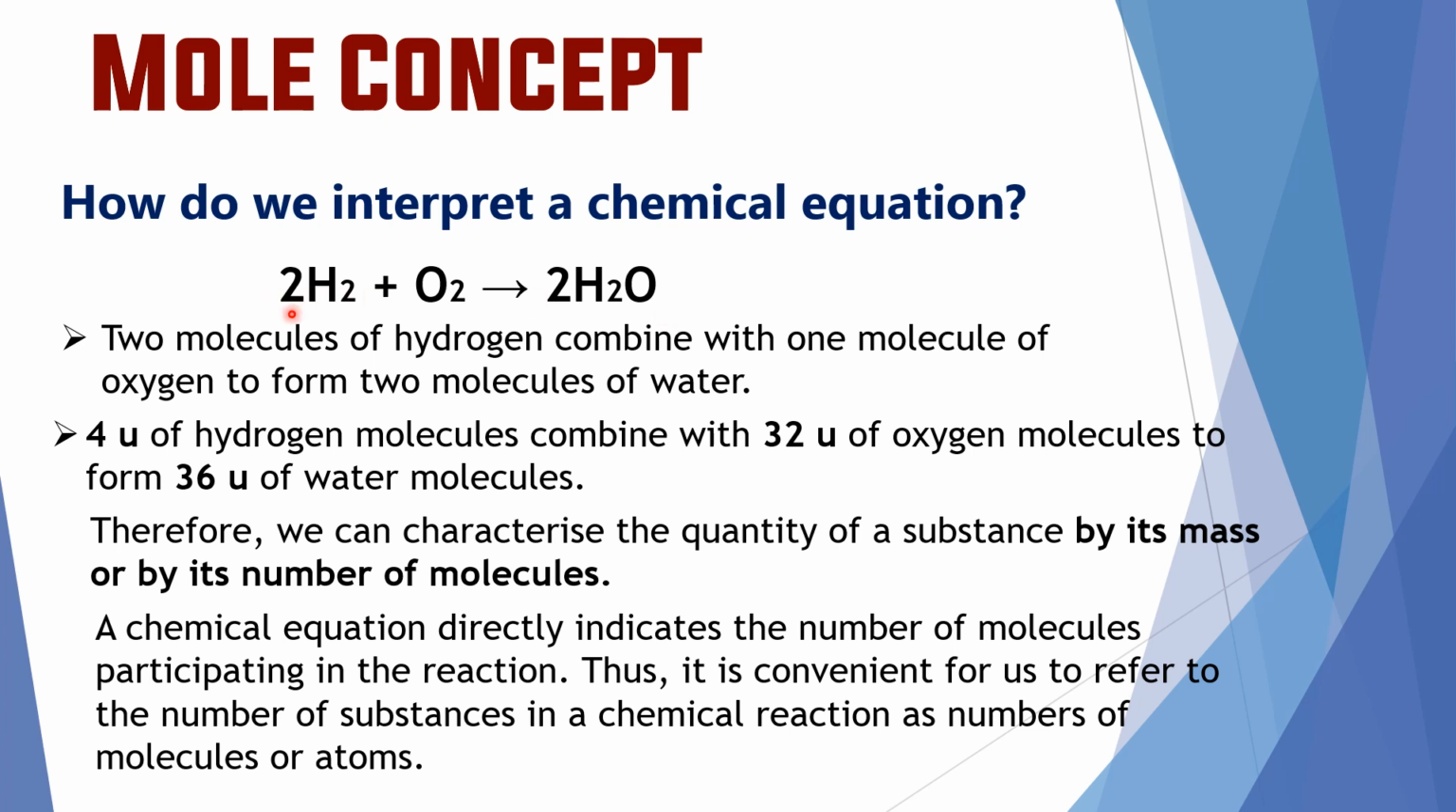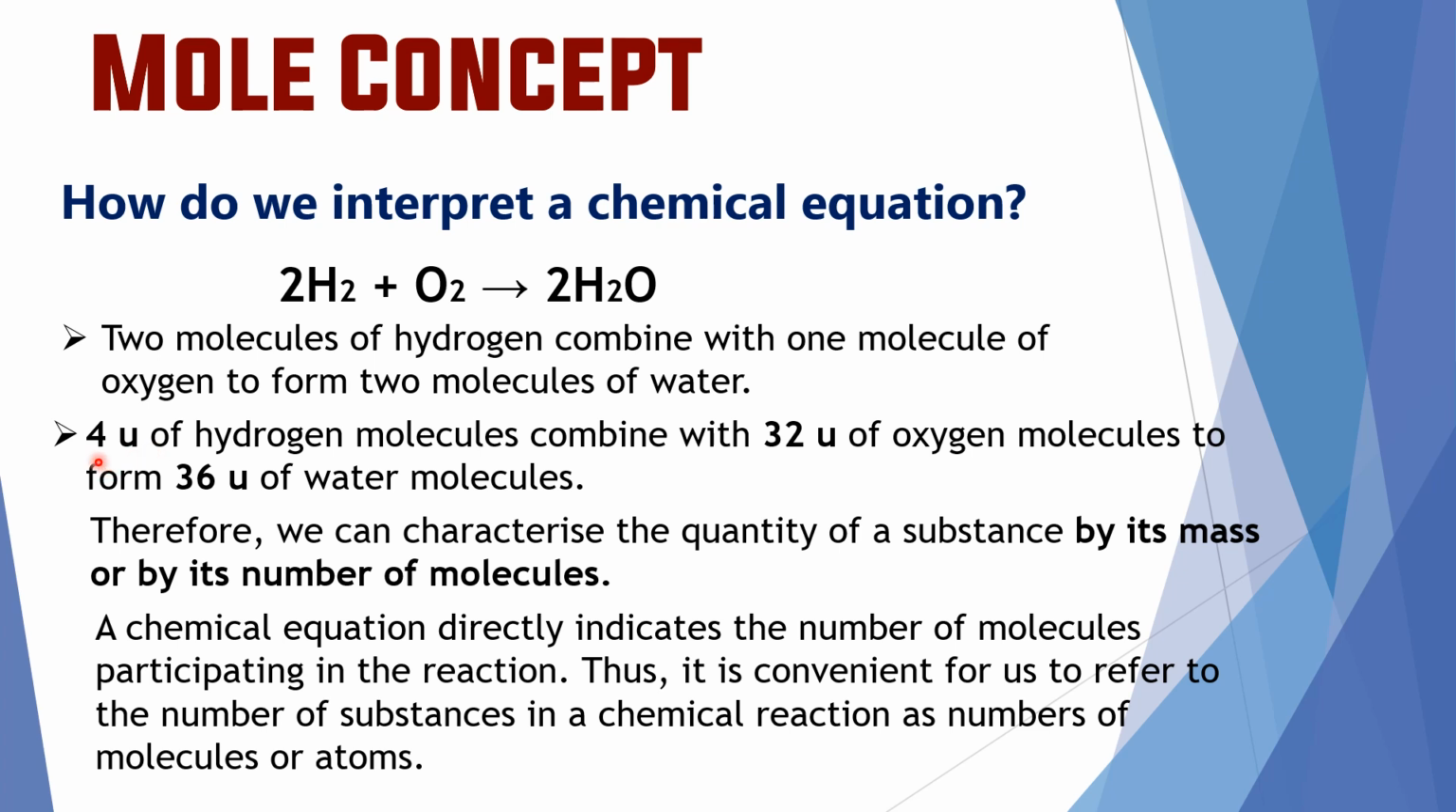I'm repeating once again: 2 molecules of hydrogen combine with 1 molecule of oxygen to form 2 molecules of water. That is what we get from this equation. Now let's think of another way. Here, 4 U of hydrogen combine with 32 U of oxygen to form 36 U of water. What does U mean? It is the unit of atomic mass.